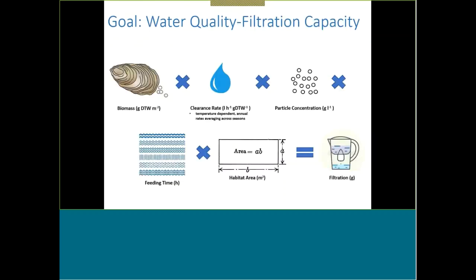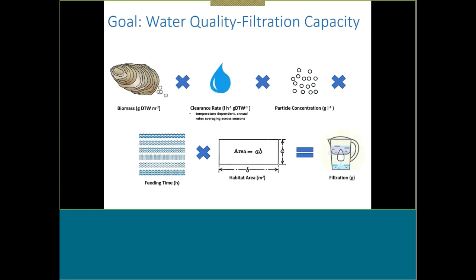And then water quality is the final primary goal, looking at the filtration capacity of what's there. So how many mussels, how many oysters do you have? How much water can they clear in a certain amount of time? How many particles are suspended in the water column there? How long do they have? How much area do they have? You can really calculate out how much filtration capacity is possible.